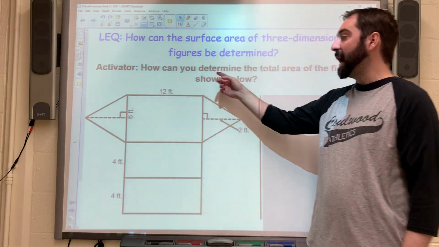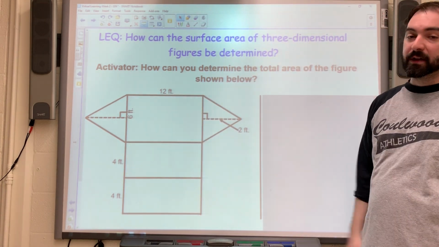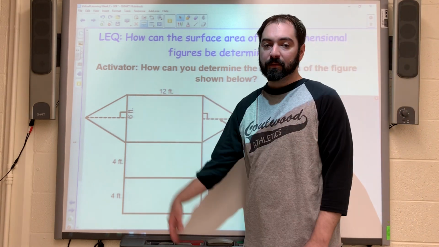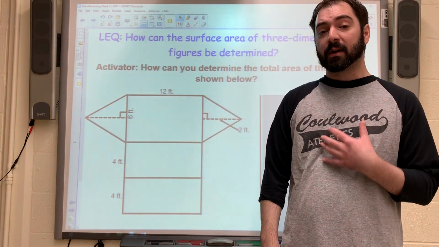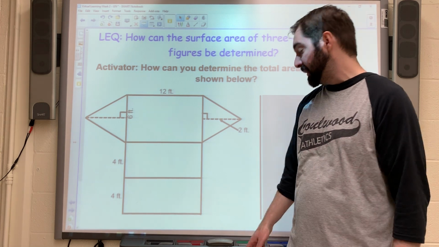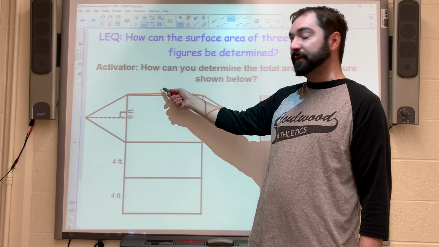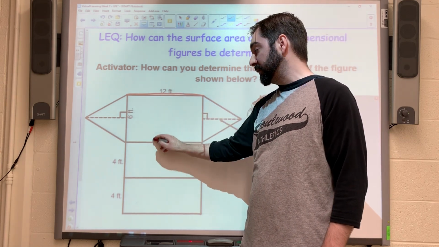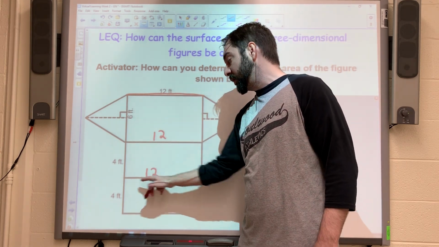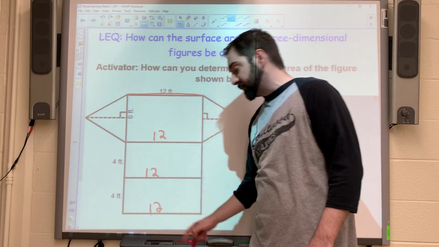So, up here, how can you determine the total surface area of the figure shown below? Well, I have a bunch of different dimensions. The first thing I would do is I would go through and list all of the missing pieces. So I know that any line that's running across or horizontal has a value of 12 because the top number is 12. So here's a 12, another line going horizontal is 12, and that bottom piece would be 12.